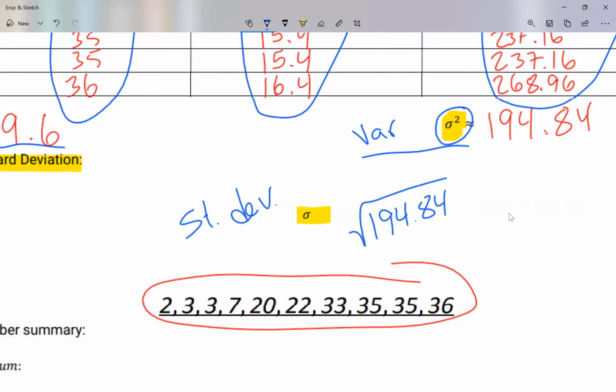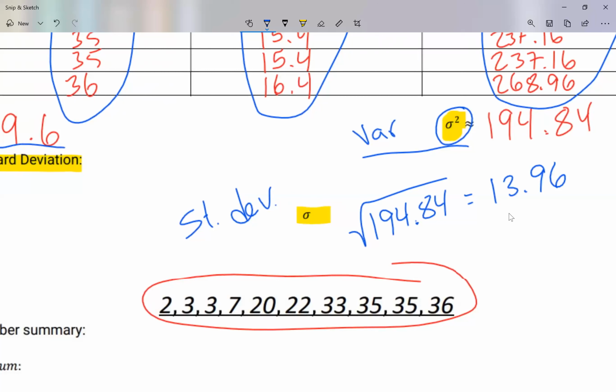194.84. I know my variance. For the standard deviation, let me get the square root of that. Okay, so I type this on my calculator. I'm going to round my answer to 2 decimal places. Okay, so let me see. This case, it is 13.96. I rounded to 2 decimal places.